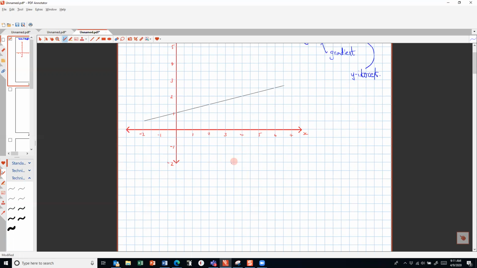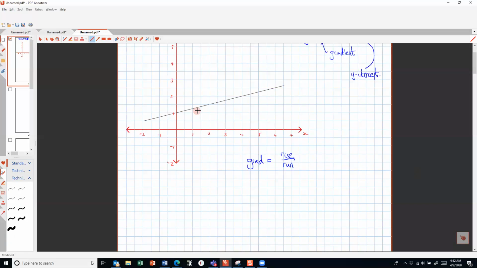Rise over run. Yeah, good, Ethan. All right, gradient is equal to rise over run, or vertical over horizontal, however you want to remember it. So how do I go about working out the rise and the run of this straight line? You see how far it goes up and how far it goes across?